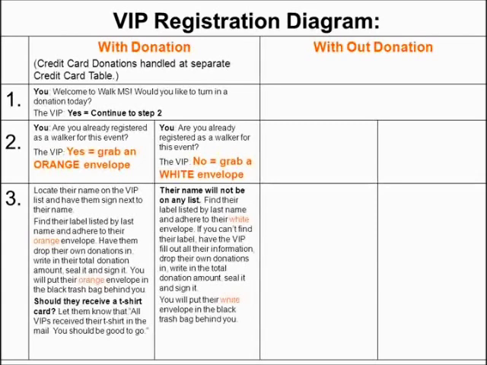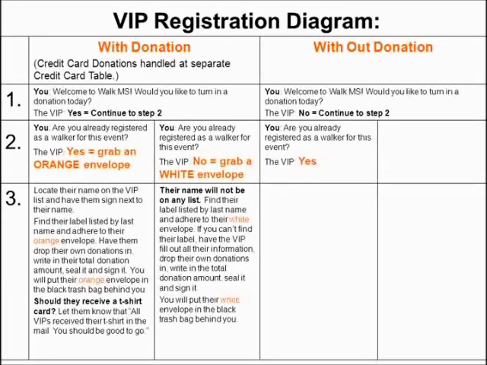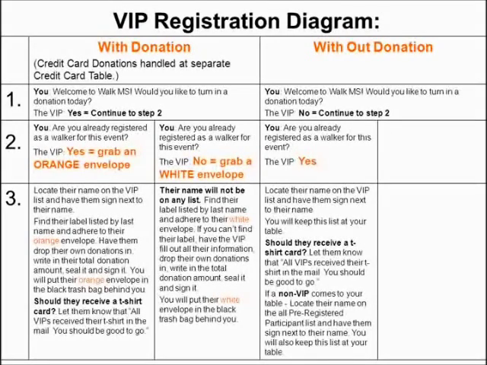A VIP who is coming to the walk without any donations to turn in, but is registered, you would welcome them to the walk, ask them if they'd like to turn in a donation, they'll say no. Ask them if they're registered, they will say yes. So you locate their name on the VIP list and have them sign next to their name. You'll keep this list at your table. Should they receive a t-shirt card, again, let them know that all VIPs receive their t-shirt in the mail, so they should be good to go.